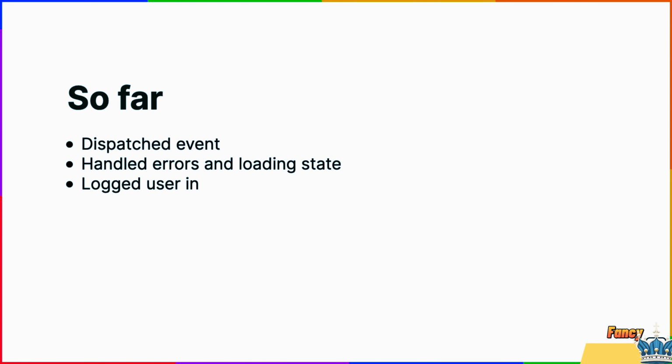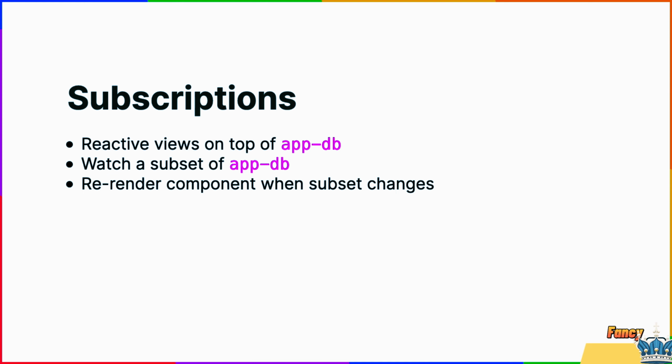We dispatched an event, created an event handler, executed the login side effect, and handled errors. All these actions caused the app DB to change. Next, we need to update our UI to reflect the changes made to the app DB. Re-frame subscriptions are reactive views on top of app DB. Fancy terms but simple idea.